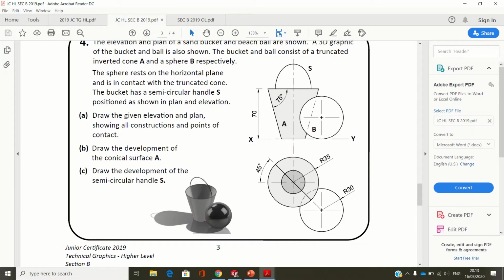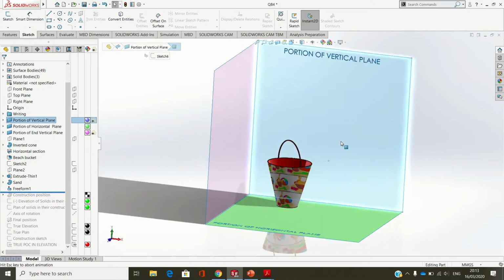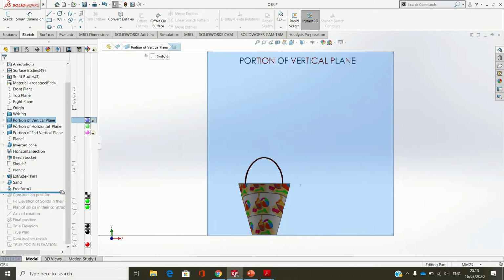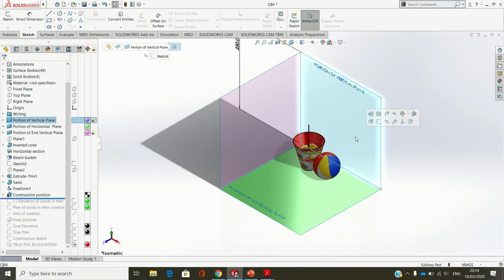So a quick run through of this question in SOLIDWORKS. On part A, draw the given elevation. So we have the cone set up. Then we have to set up the sphere in its construction position. So there it is in its construction position, right there beside the cone.